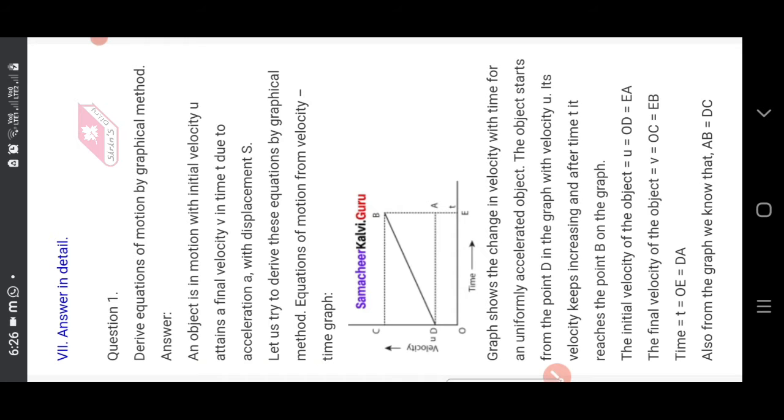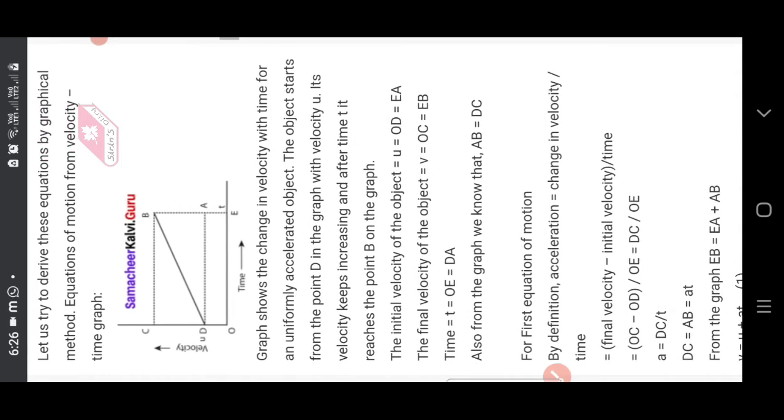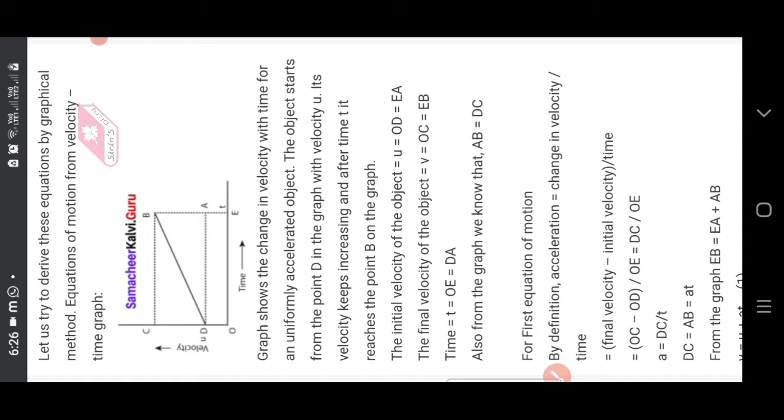Equations of motion from velocity time graph. The graph is very must. You have to draw this diagram also. Graph shows the change in velocity with the time for a uniformly accelerated object. The object starts from the point D in the graph with velocity u. Its velocity keeps increasing after time t. It reaches the point B on the graph.